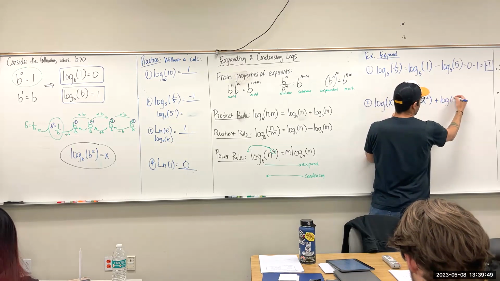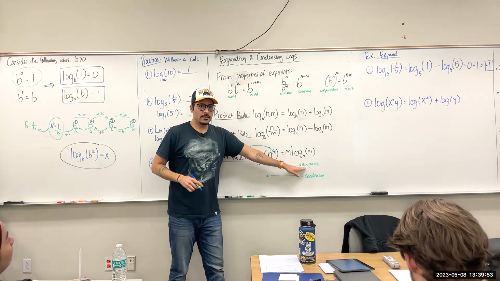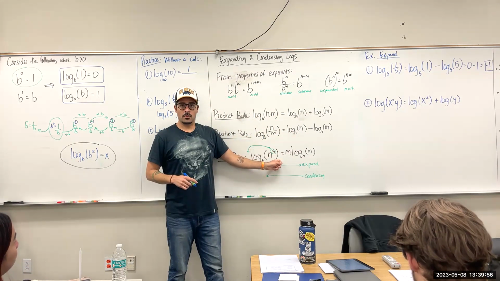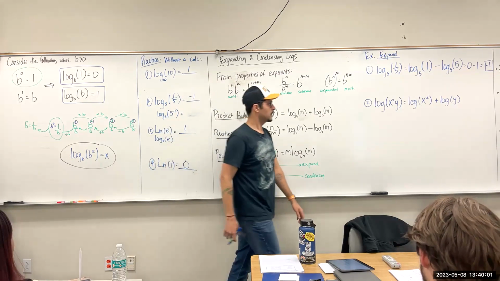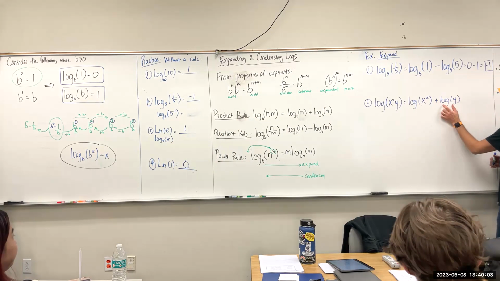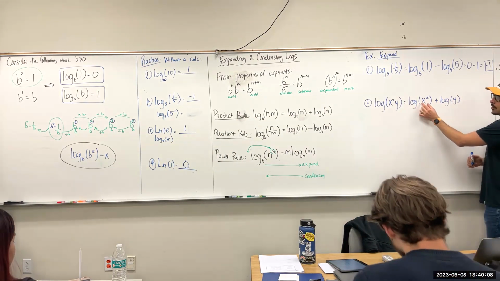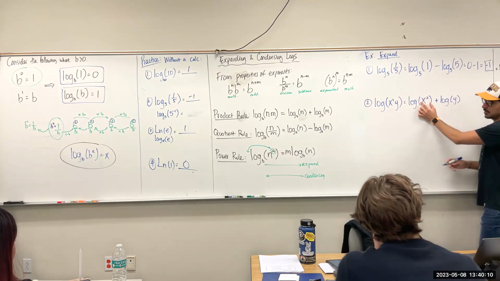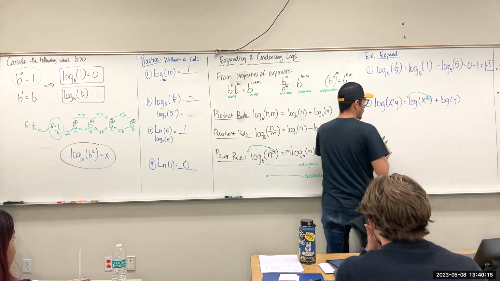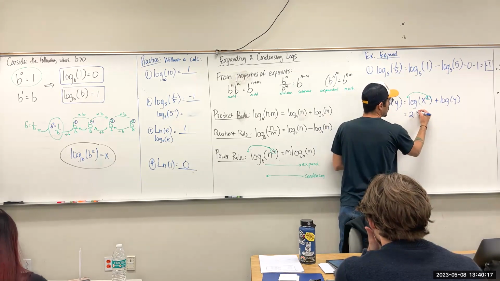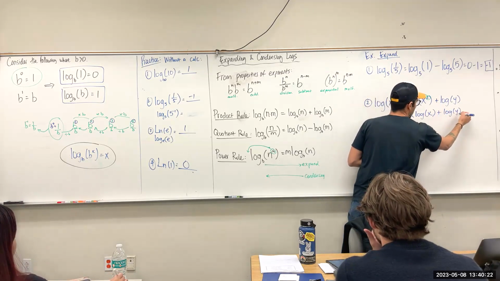Plus log of y. You know you're done expanding when you can't use any rules anymore. If you can still use these rules, you're not done expanding. You gotta keep going. Can we do anything with log of y? No. What about this one? Now I have everything inside being squared, so which rule is that? Power rule. So this becomes 2 log x plus log y.